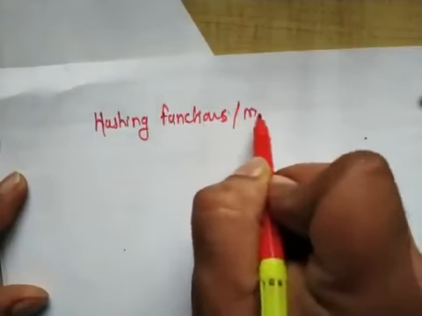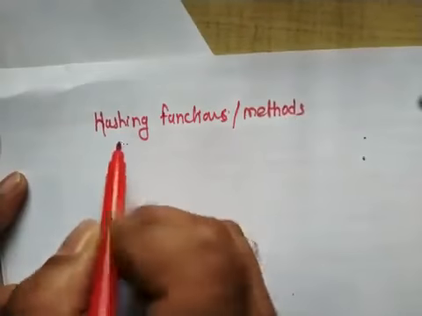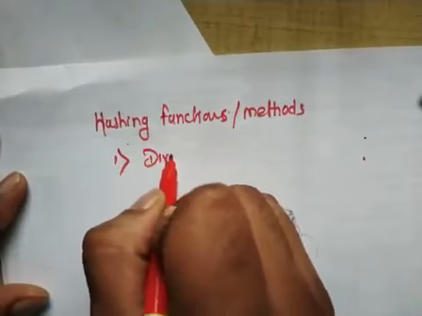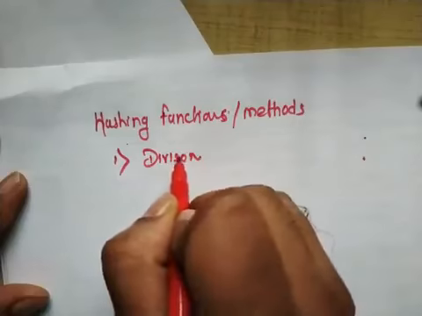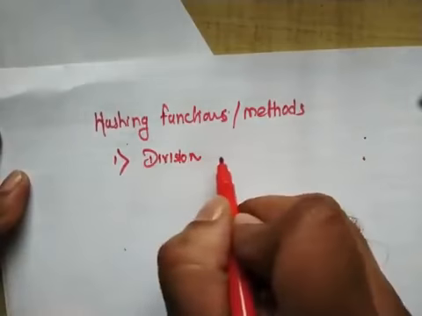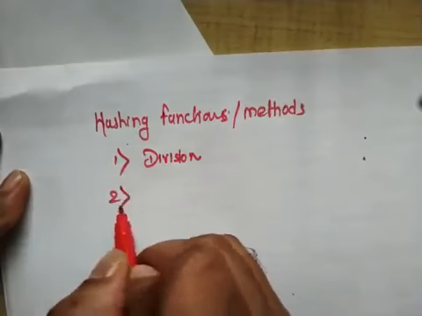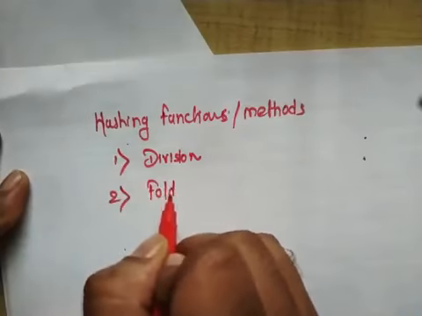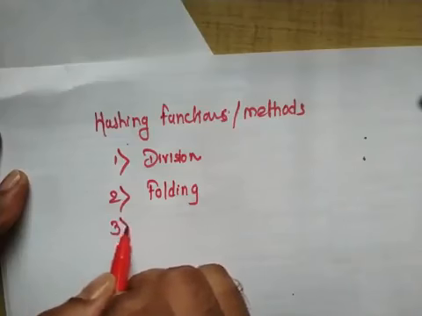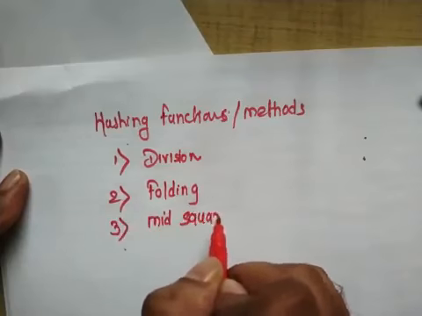Or you can say methods, like first one, division method, or you can say it is a modulus division method. Second, folding method. Third, mid square method.